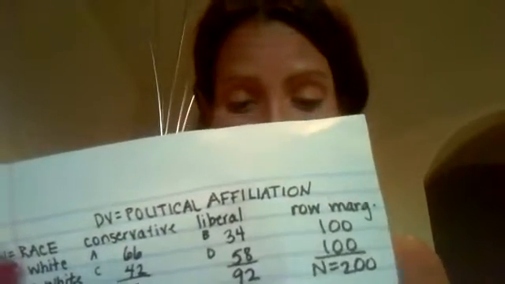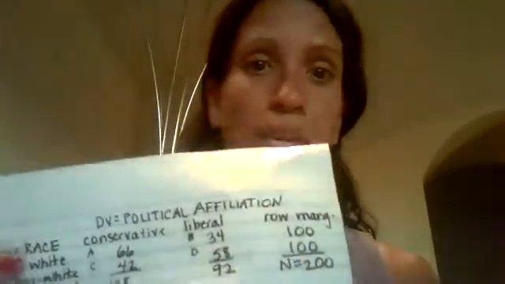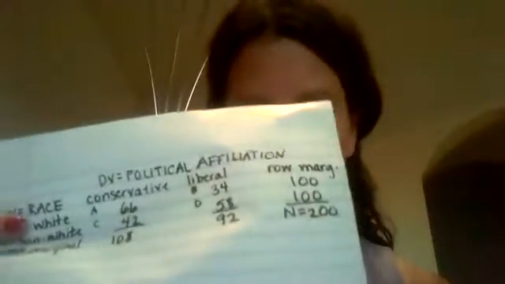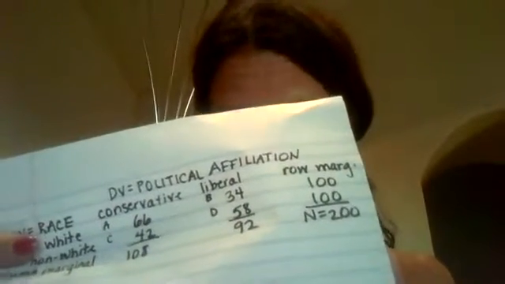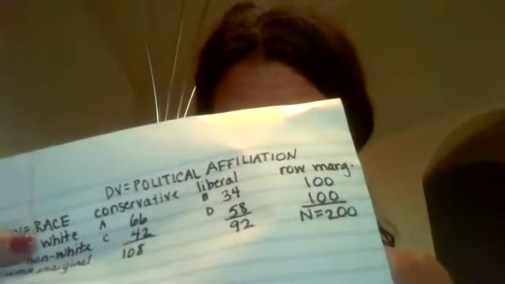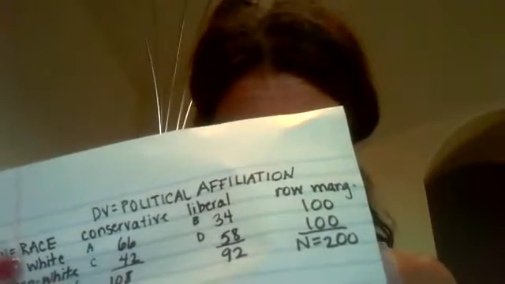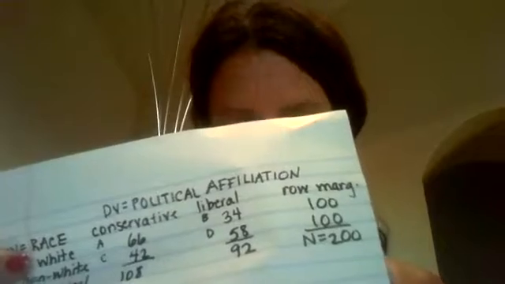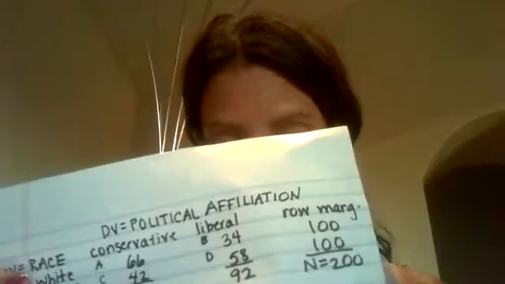Then you square each one. So cell A, 12 times 12 is 144. For cell B, negative 12 times negative 12 is positive 144. Cell C, 12 times 12, 144. And cell D, negative 12 times negative 12 is 144. You divide each of those by the expected frequency. So for cell A, it is 144 divided by 54, which is 2.67.